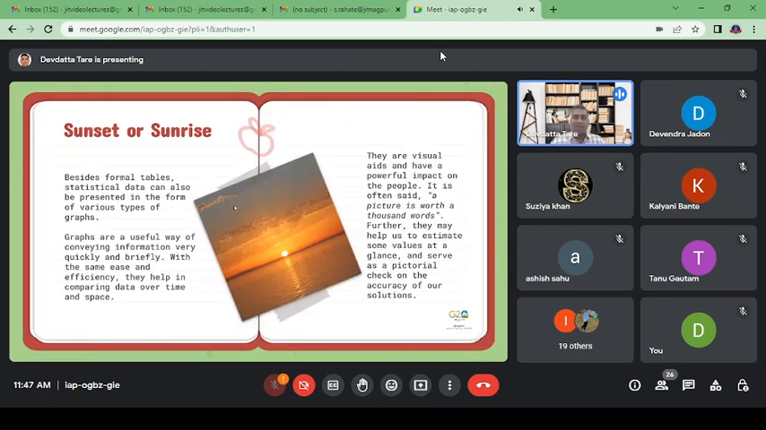Now why I said I will explain graphical representation later. Then, a picture speaks 1,000 words. We all know it's a famous thing. A picture speaks 1,000 words.